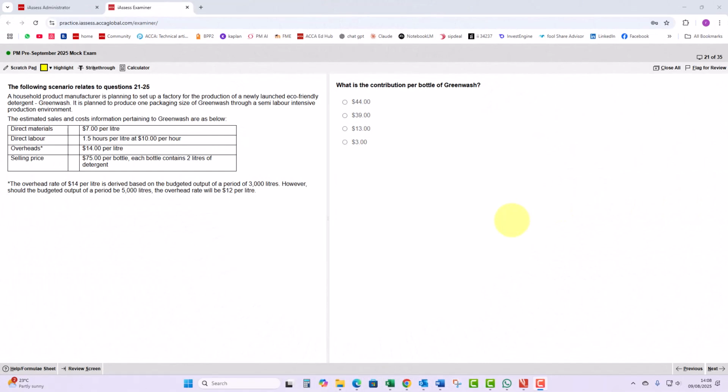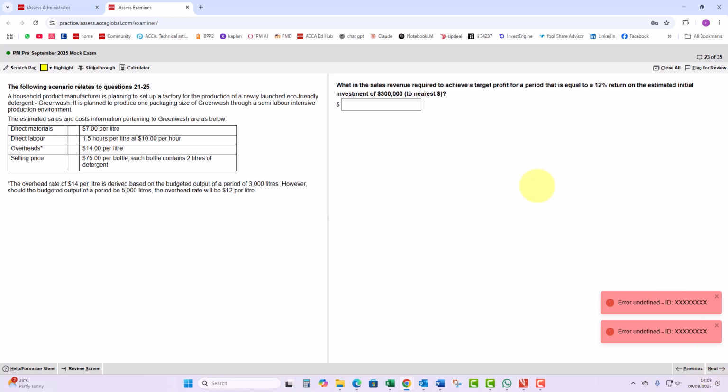Okay, so we're on to this next section B question called greenwash. Just like before, I'm going to go through, see if I can find any outliers, do those first in order to bank some easy marks, bank some time, and then come back and do the remainder. This is a calculation asking me for the contribution per bottle of greenwash. What's the break-even sales? That's also a calculation. Another calculation, what's the sales revenue required to achieve a target profit?